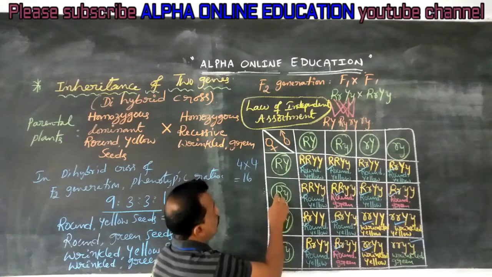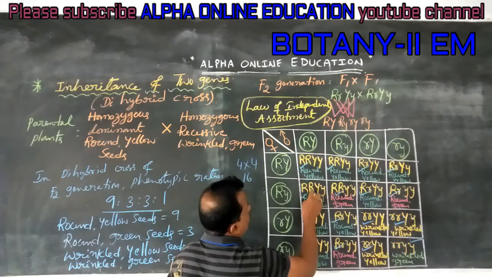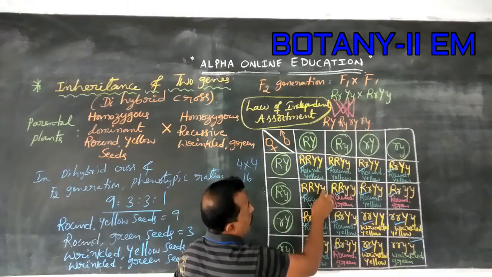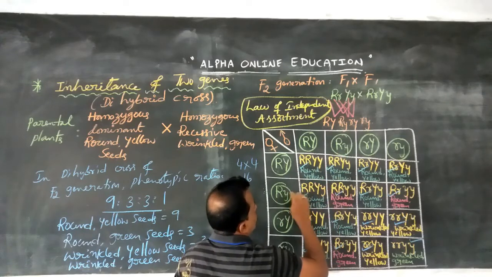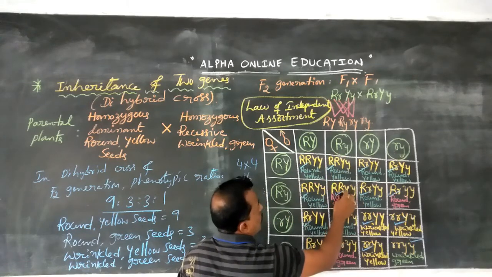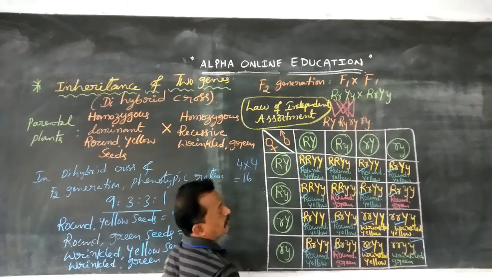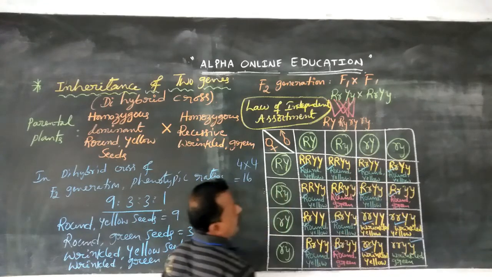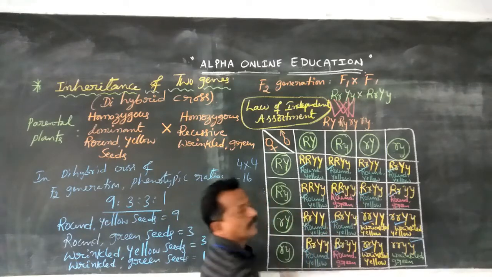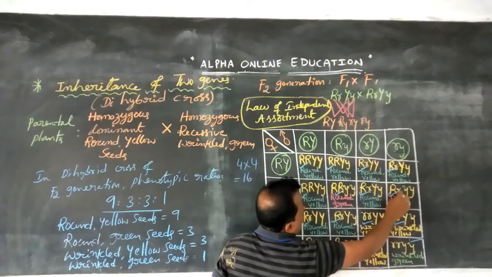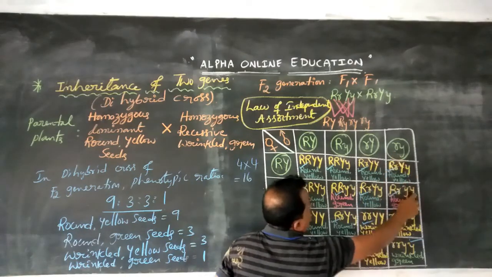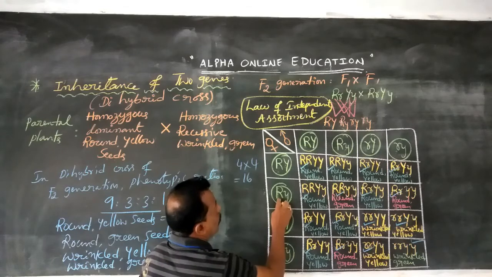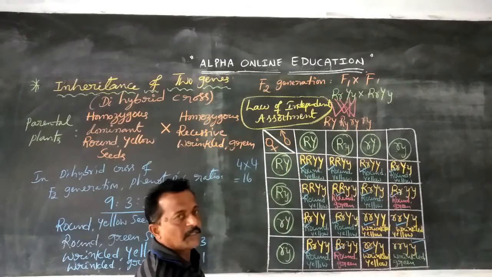First, capital R crosses with capital R, and small y crosses with capital Y, so the genotype is RRYy. Next, capital R crosses with capital R, and small y crosses with small y, so the genotype is RRyy. Next, capital R crosses with small r, and small y crosses with capital Y, so the genotype is RrYy. Next, capital R crosses with small r, and small y crosses with small y, so the genotype is Rryy. So this is the second row, where one female gamete fuses with the four male gametes, and four types of genotypes appear.